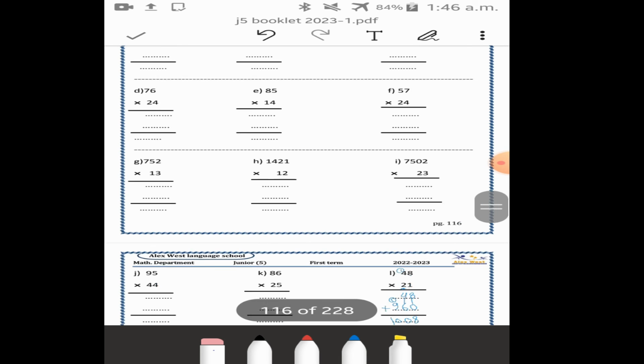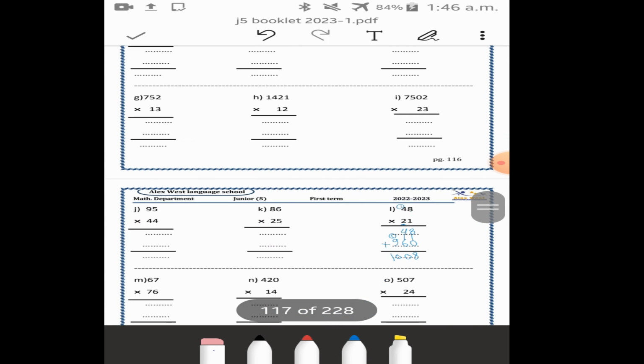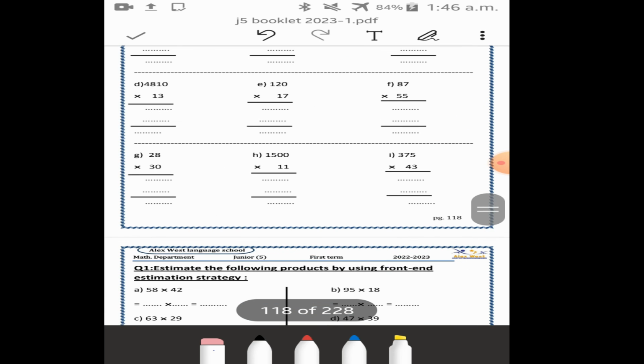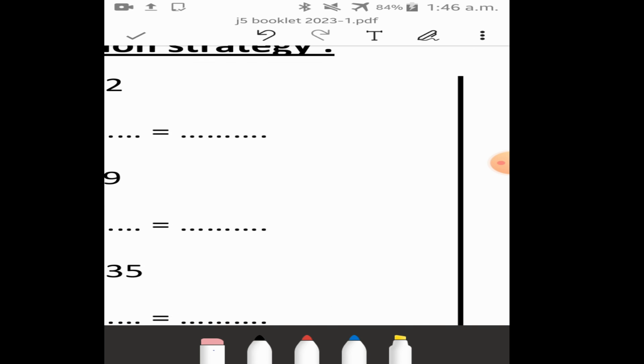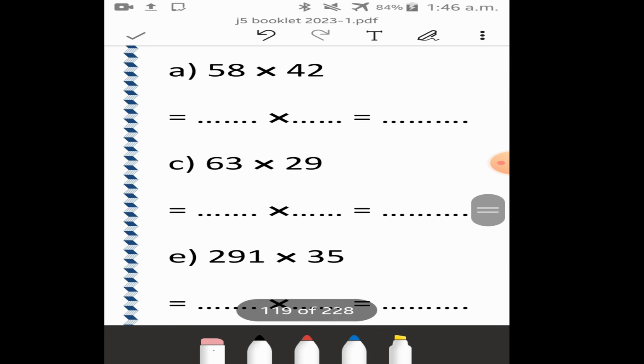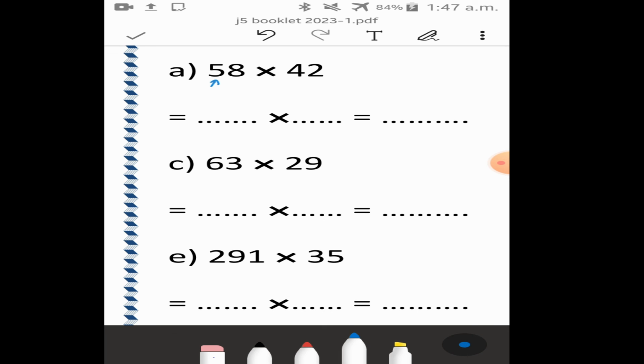So now let's talk about estimation. How to multiply two numbers by using estimation. First, we have to know that we estimate or round each number to its biggest place value. So here we have 85 times 42. What is the biggest place value? Here the biggest place value is tens, and here also tens. So round this number to the nearest 10.